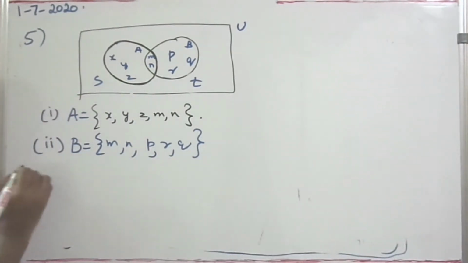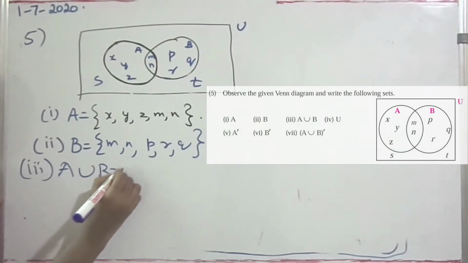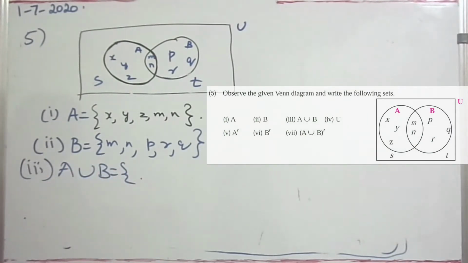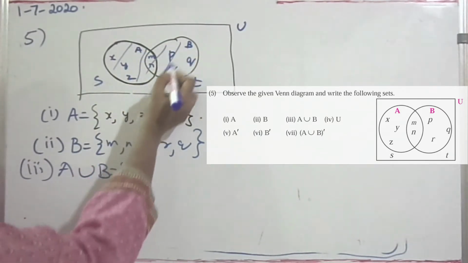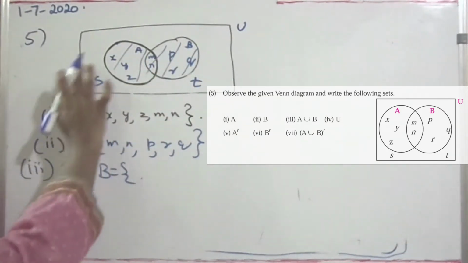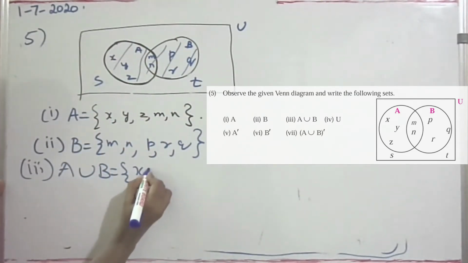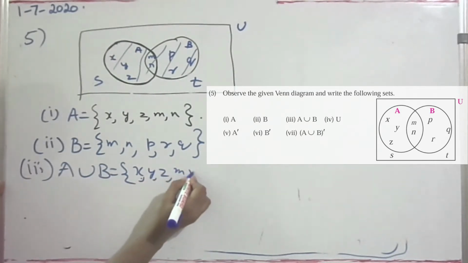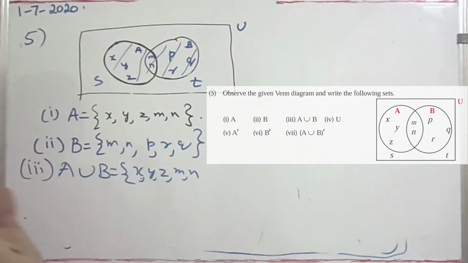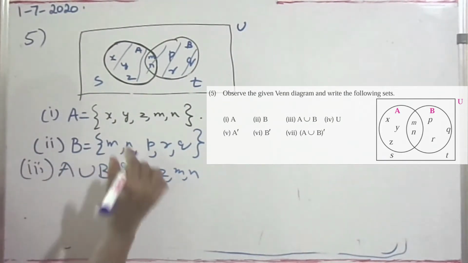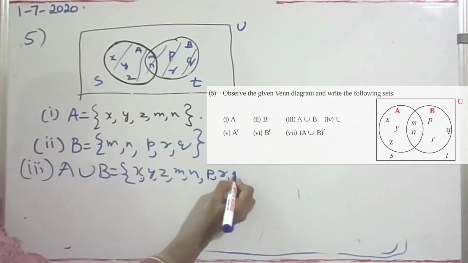Next, third one. A union B. What will come in A union B? This entire thing. This is A and this is B. So all the elements of A and all the elements of B, common ones once. So X, Y, Z, M, N. These are A's elements. But M, N comes in B also, but in a set you don't repeat the elements. So M, N is there here and the remaining elements P, R, Q.